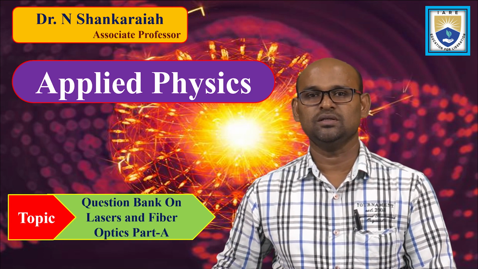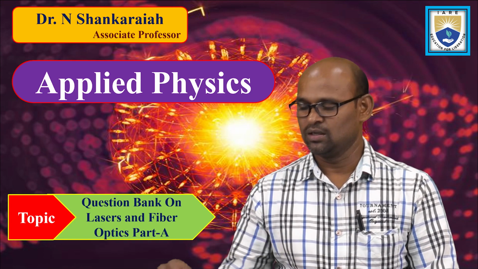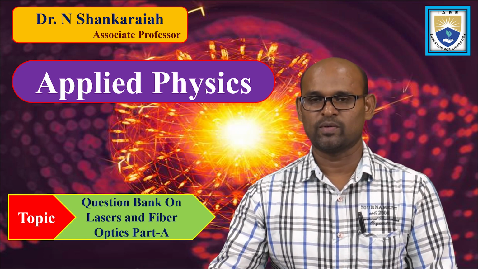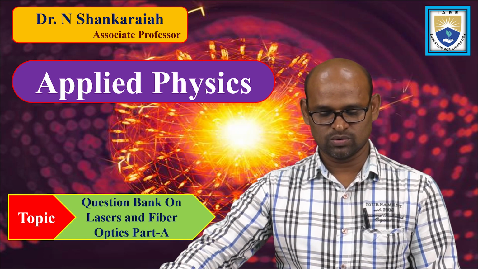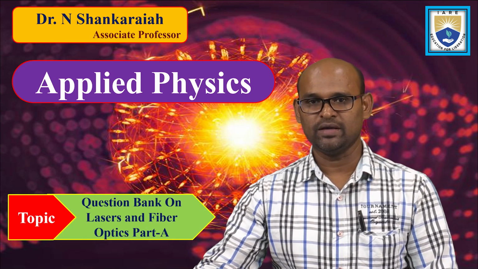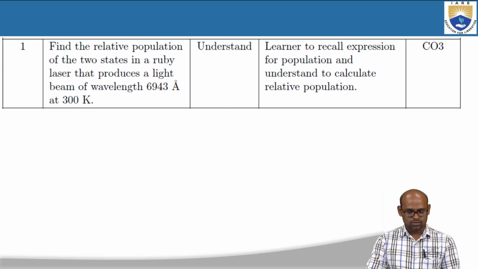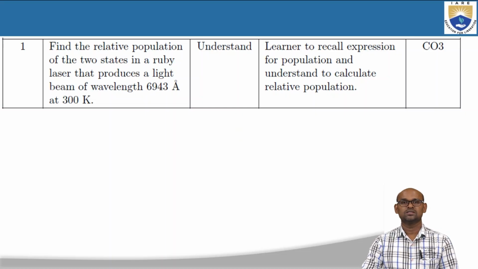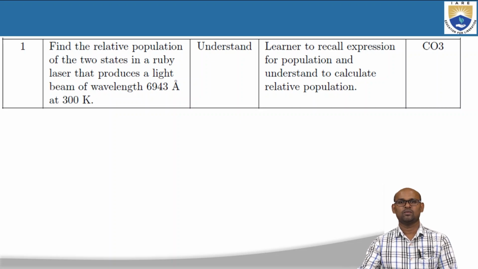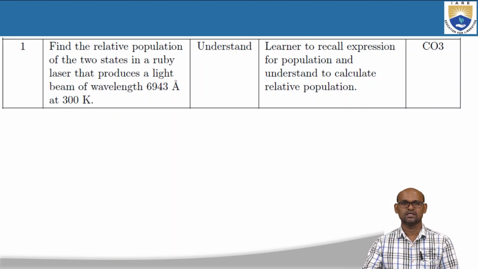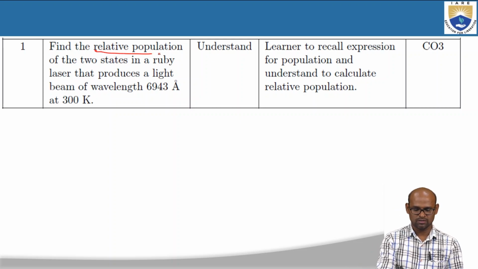In today's presentation, I am going to discuss the question bank on Module 3, Lasers and Fiber Optics. I will discuss Part A, which is on analytical questions. The first question is: find the relative population of the two states in a ruby laser that produces a light beam of wavelength 6943 angstroms at 300 Kelvin. We need to find the relative population of two states in the ruby laser.